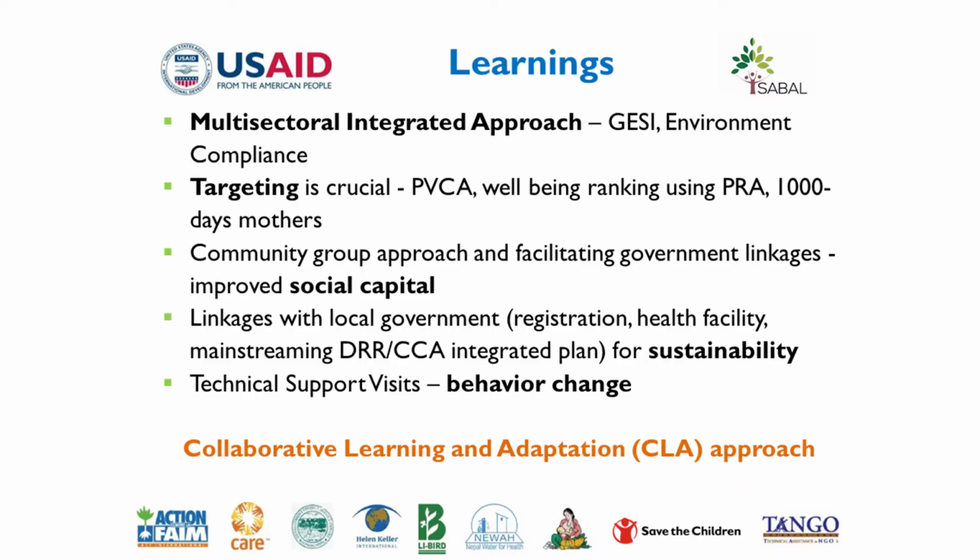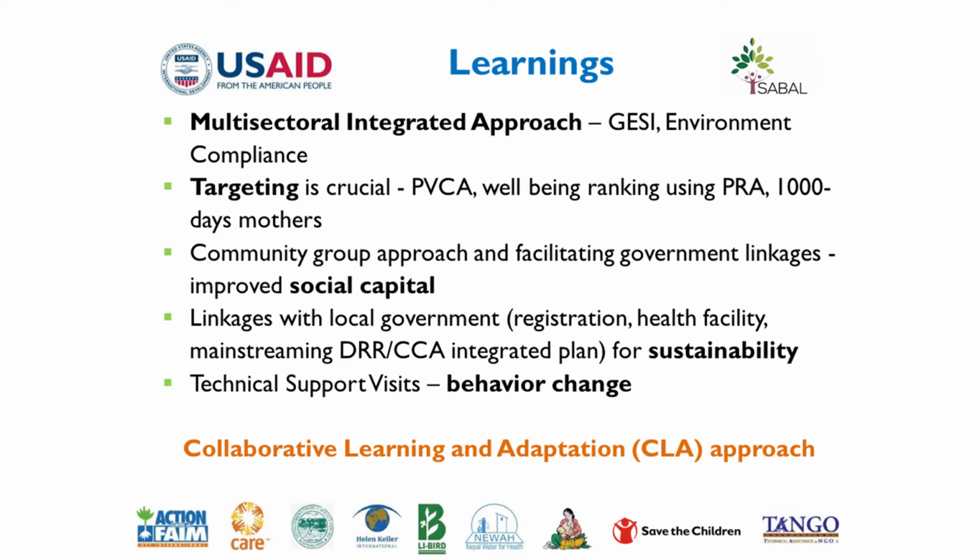But our key learning was, to make resilience programming effective, there should be a multi-sectoral integrated approach. Our study also finds that those households who received multiple interventions were better off at the end of the project. For example, the households had a higher dietary diversity score and lower coping strategy index than the households who received only one intervention. Also, targeting was equally important, and there are other learnings as well, which I'll discuss in our Q&A session. Because of the very short time, I'd like to end my presentation here.